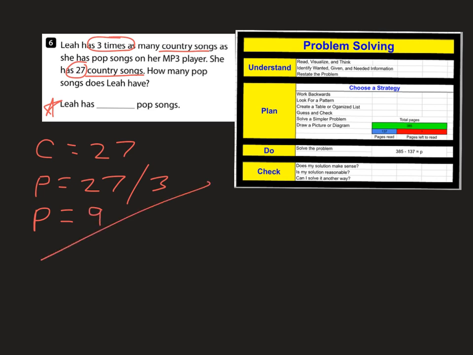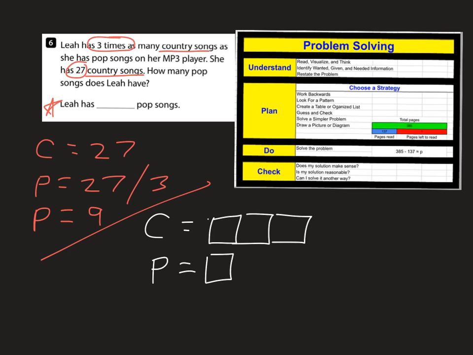All right, let's set it up with a bar model. Country songs, and I know it's 3 times more than our pop songs. All our boxes are the same size. I know my total is going to be 27. I'm dividing 27 into 3 equal groups, and that will be 9. And then I can see that country songs are 1, 2, 3 times more than our pop songs.